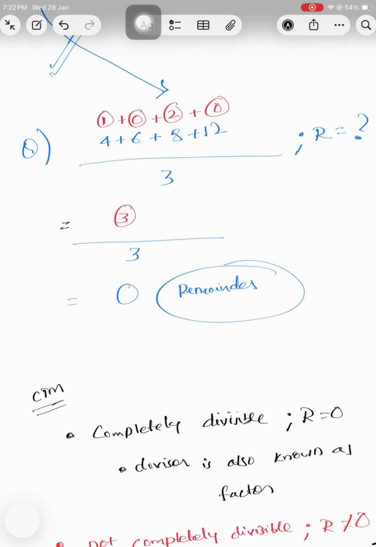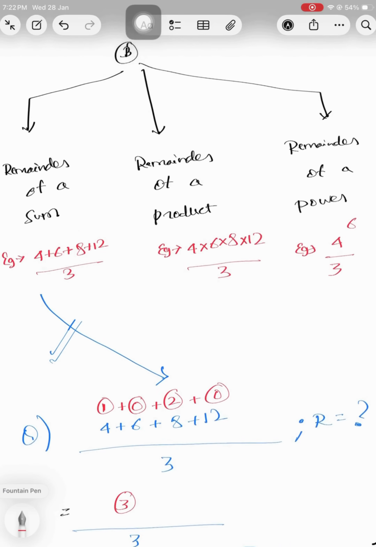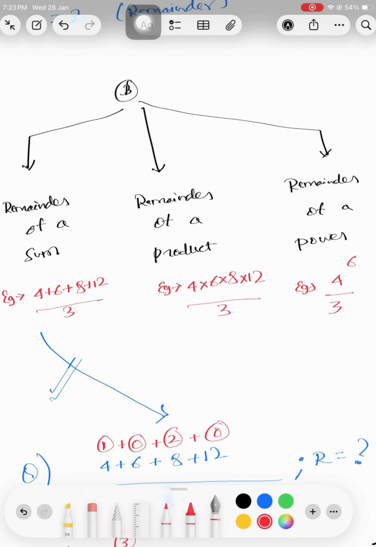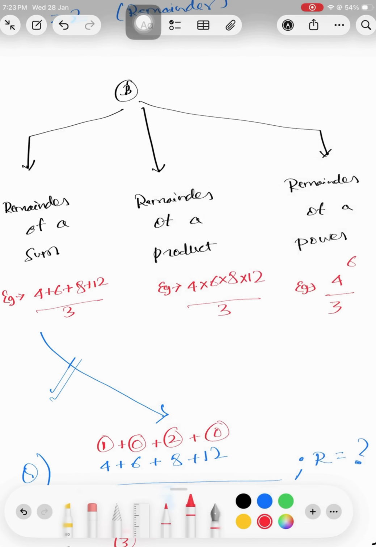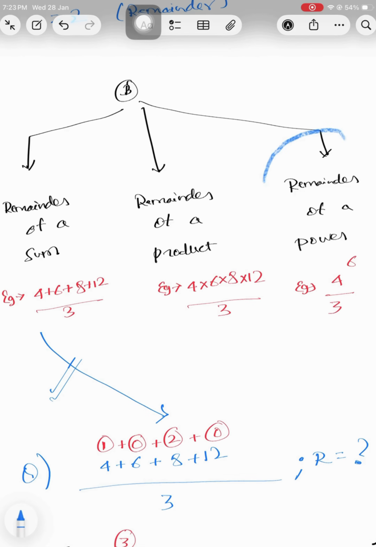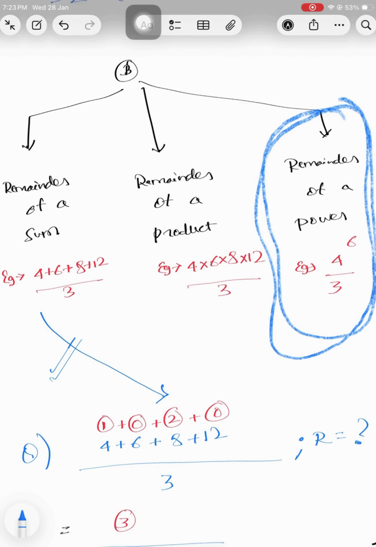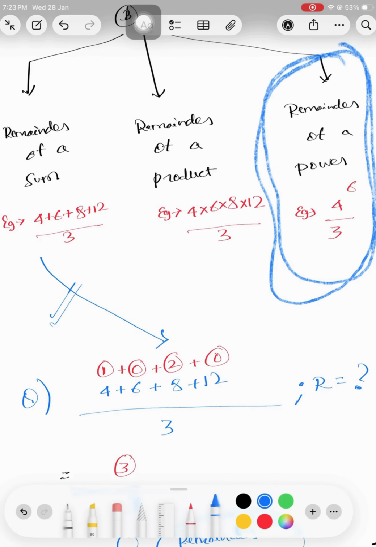Let's say this is point number 2c, remainder of a power. Just to understand that, let's take a very basic example, 4 to the power 6 upon 3. So we have got 3 different problem statements. The first one is expressed with a positive sign, the second one is purely expressed with a multiplication sign, and the third one doesn't have any sign, but the base value 4 has got a power.